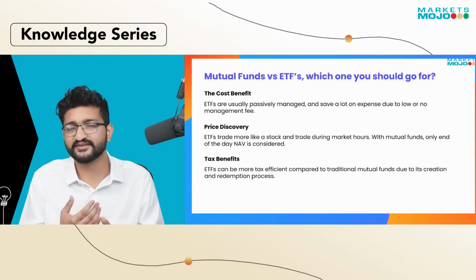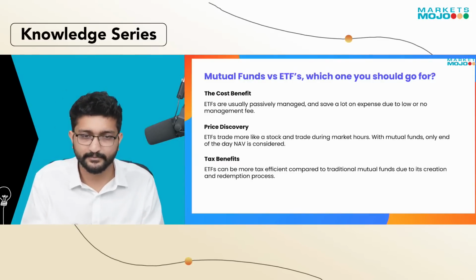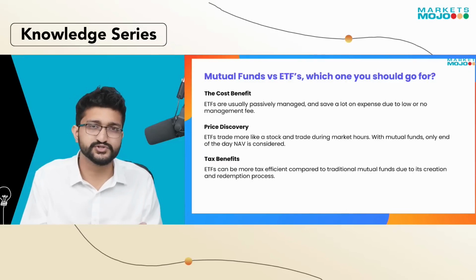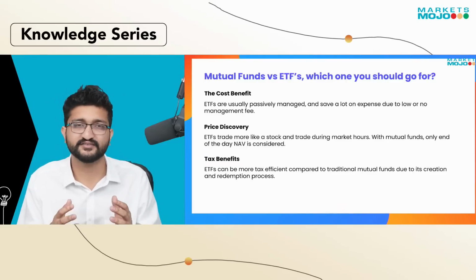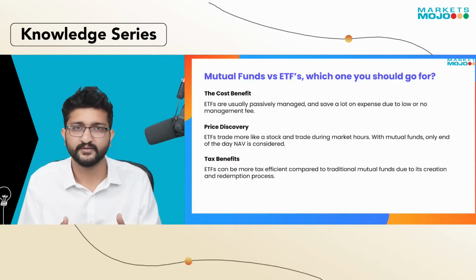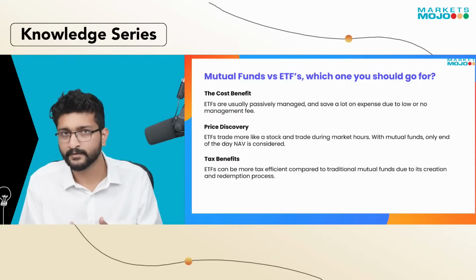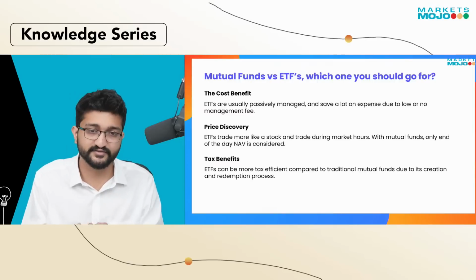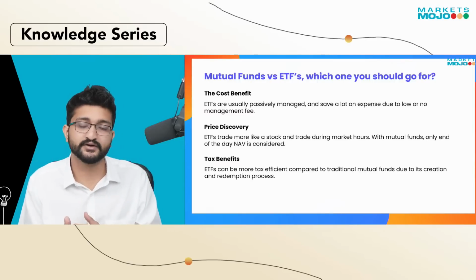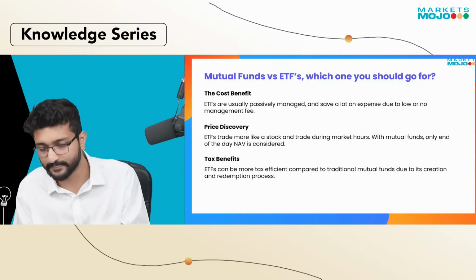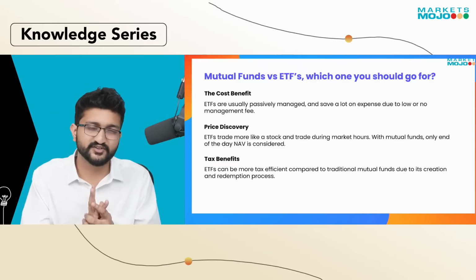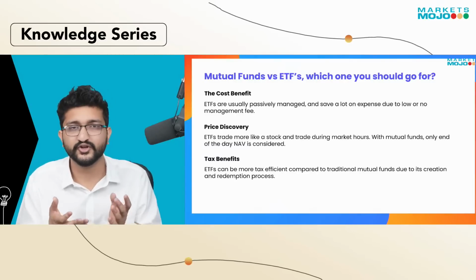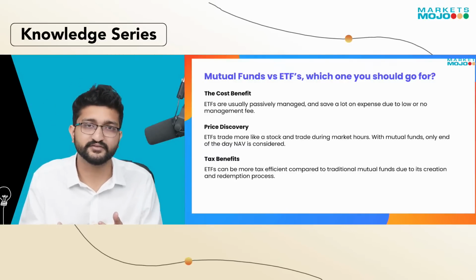The third benefit is a tax benefit. Now I won't dive in very deep. People who understand accounts actually know this. ETFs and mutual funds are made in quite different ways. ETFs have a creation and redemption process, which is not a taxable event. Whereas when you redeem a mutual fund, you might have to pay some taxes. So even in tax benefits, ETFs are better compared to a traditional mutual fund. So cost benefit, tax benefit, price discovery. Why should you even go for an index fund when you have an ETF which has three big benefits?